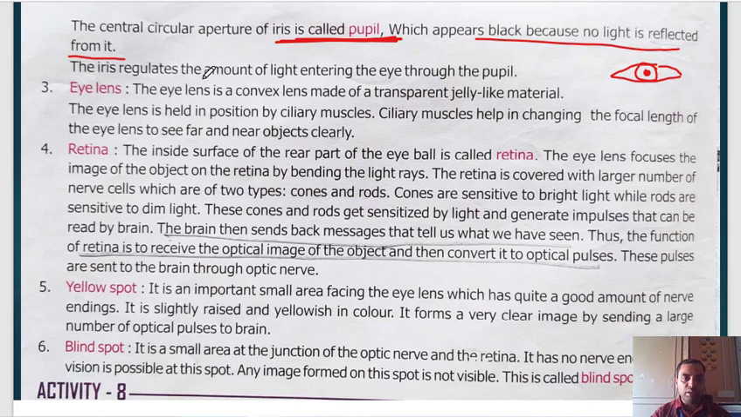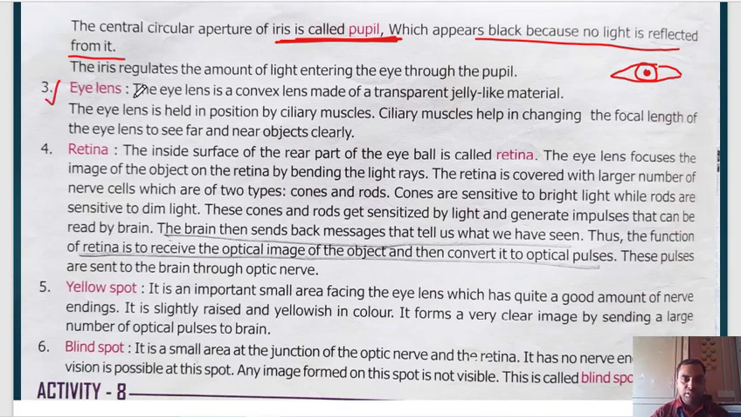The iris regulates the amount of light entering the eye through the pupil. How much light will enter the eye depends on it. It can expand and it can contract. If it is expanding, that means it needs more light. Suppose you come from the outside and move directly into your home, your pupil expands because it needs more light. If you directly look at the sun or a source of light, then your pupil contracts because it needs less light.